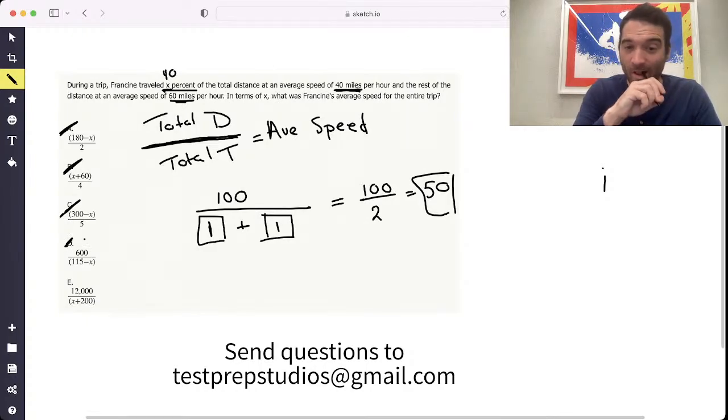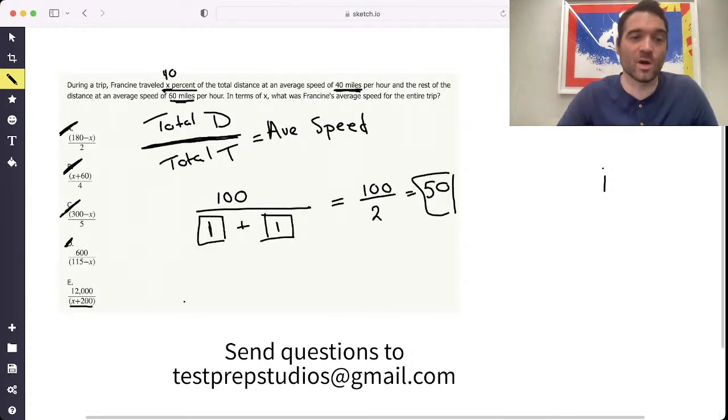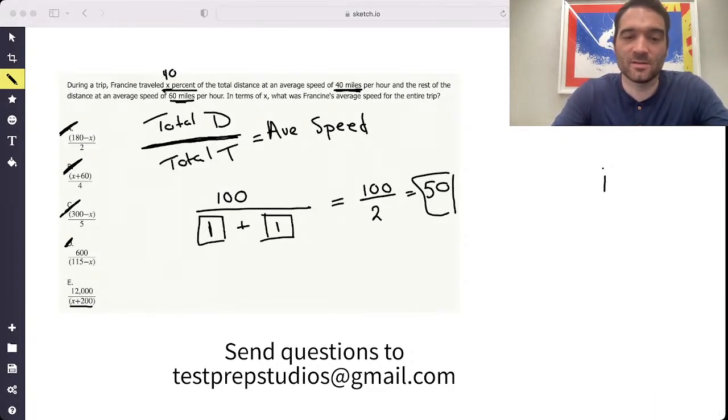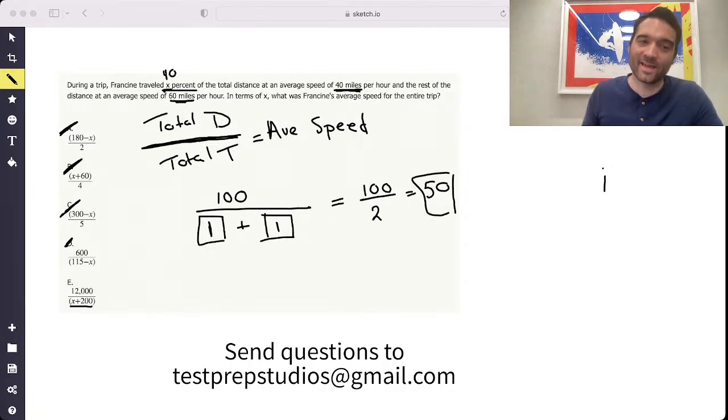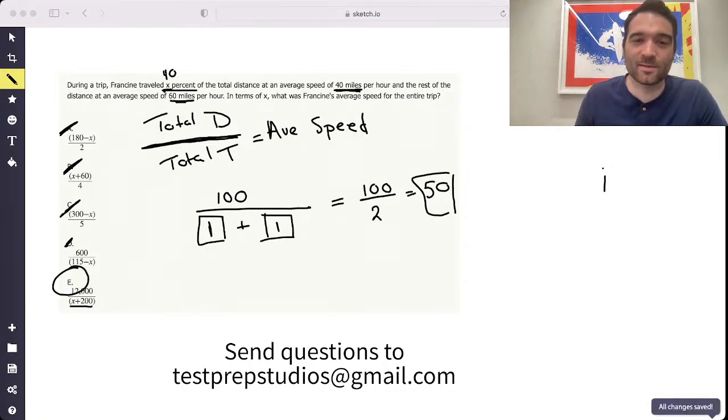And let's make sure it works. 12,000 divided by 40 plus 200, or 240. So what is 12,000 divided by 240? Would you look at that? It's 50. And our answer. So answer option E is the correct answer option here.